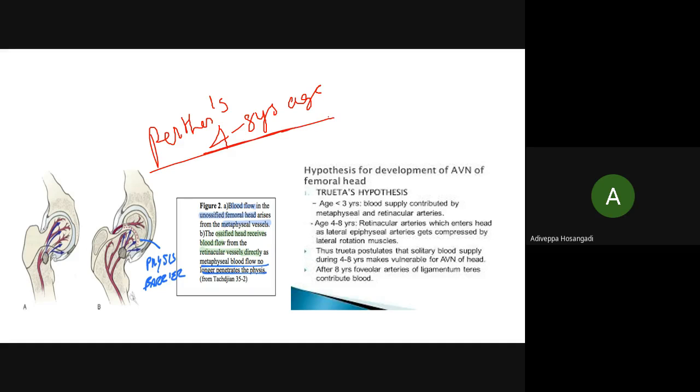Okay, you should know this, then you will remember. Otherwise, if there is a question asking what is the common age group for Perthes, you will not recollect this. If you remember the blood supply pattern, then you will never forget.